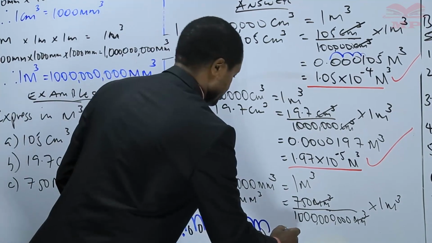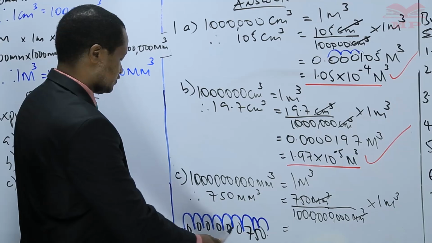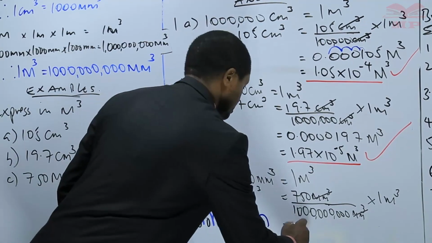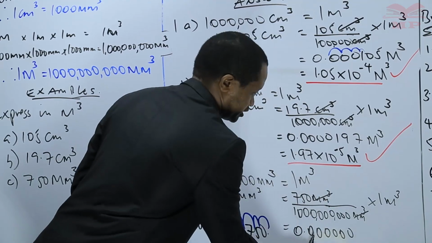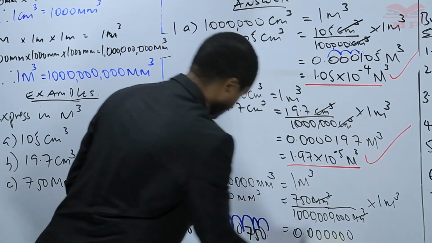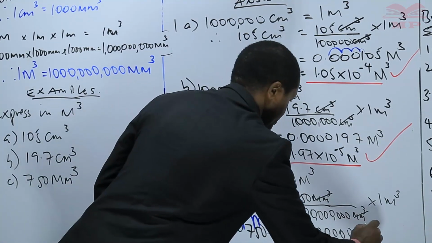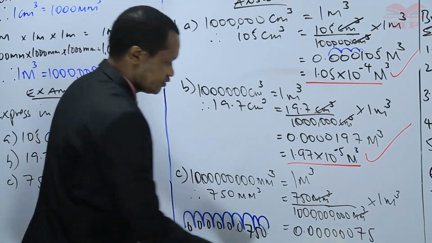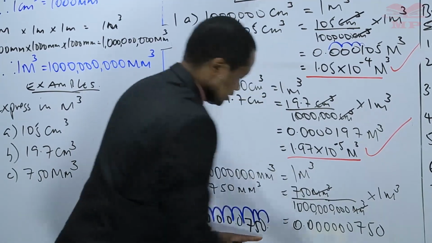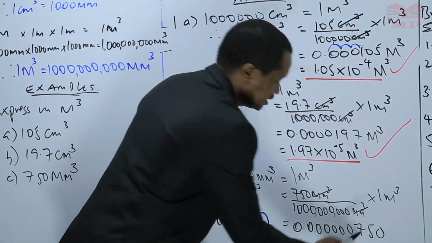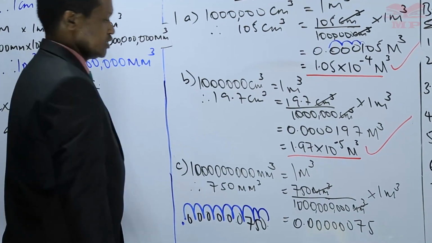So the answer here will be, how many zeros? 1, 2, 3, 4, 5, 6. 6 zeros: 0.000000, then 1, 2, 3, 4, 5, 6, 7, 5. After we move the decimal, the 0 at the end here is meaningless, so we do away with that 0.